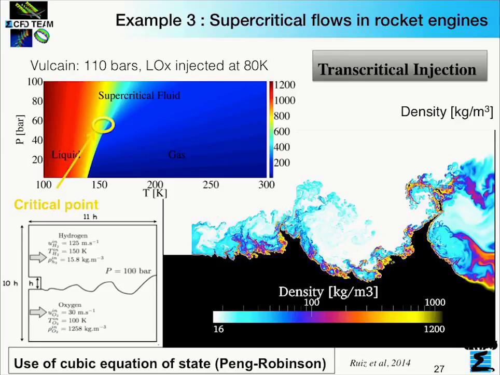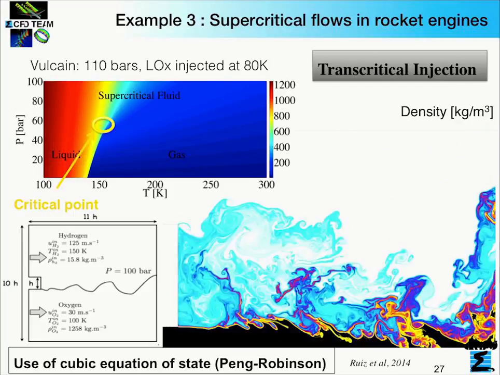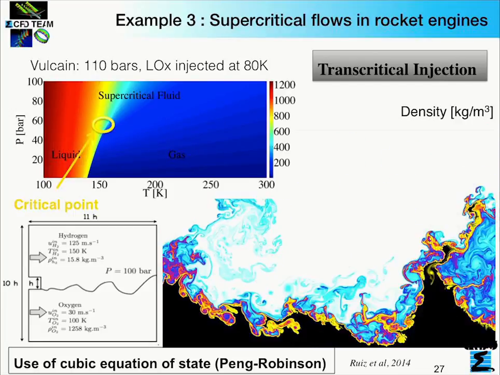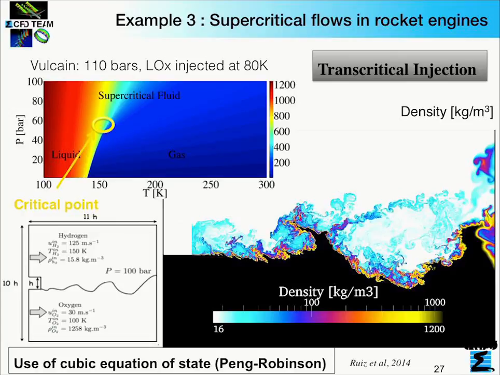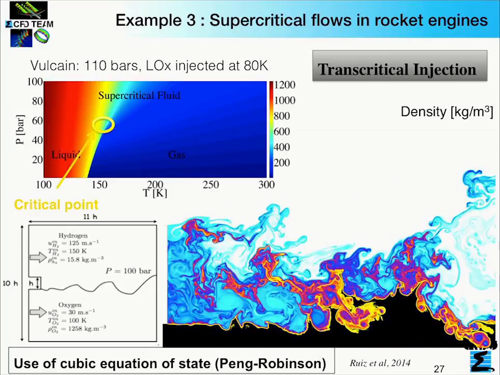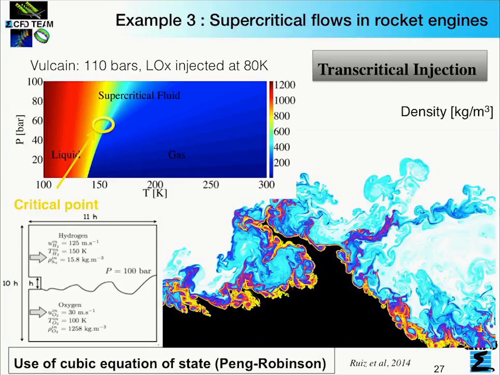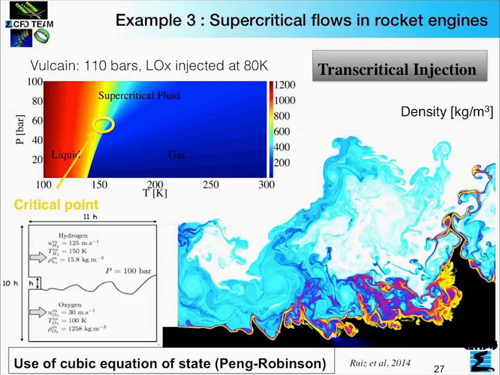When it comes to simulating flows in rocket engines, you really come to very high pressure problems, about 100 bars, and very cold flows. Usually you inject below 100 Kelvin, both H2 and O2. So what happens is that if you look at the pressure-temperature curve, you enter into the so-called supercritical regime, where you do not have a strong separation of liquid dense phase and gaseous phase, but a more continuous change from very dense to very light flows.